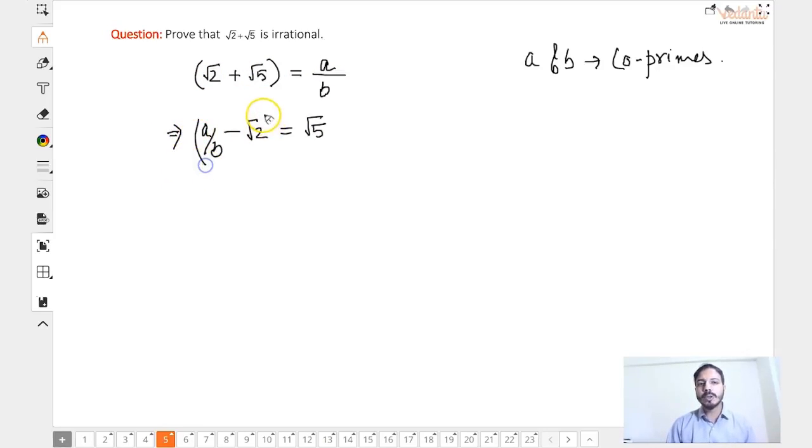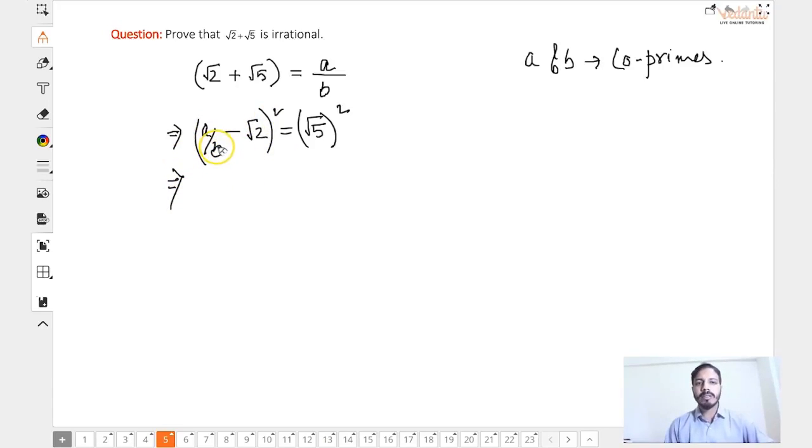Now if I try to square both sides, what will happen? Okay, now guys, here you see you can bring any of them on the left hand side. Either you can take root 5 on this side or root 2 on this side. You can take any of them. Okay, so I have taken root 5. Now let's see what happens.